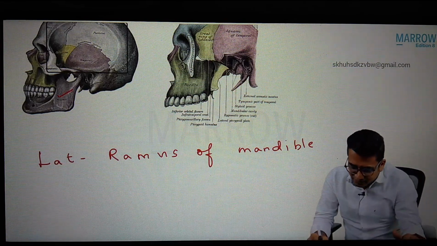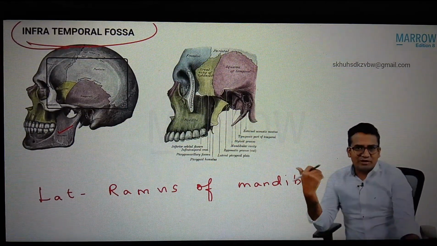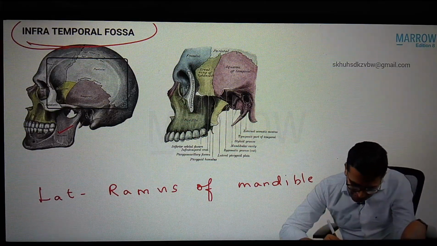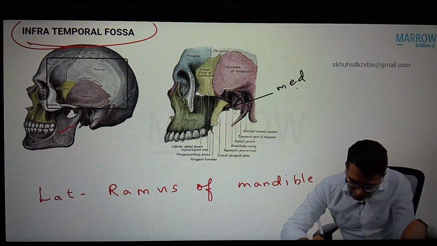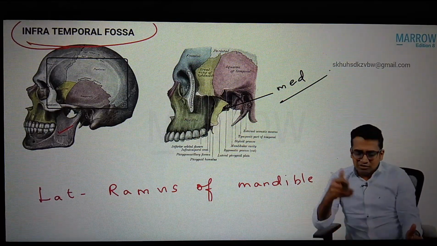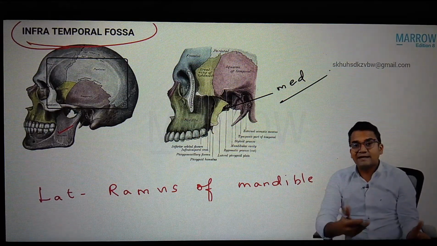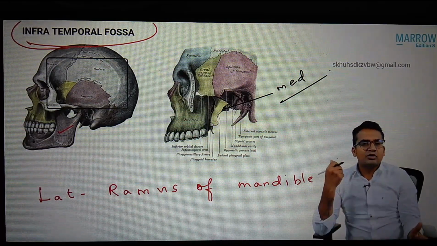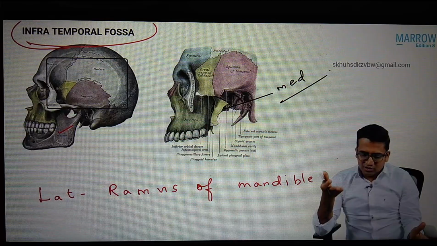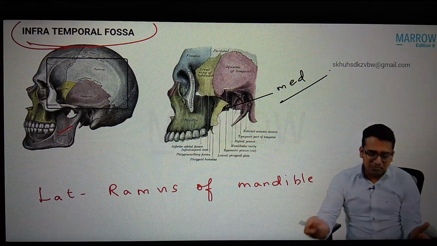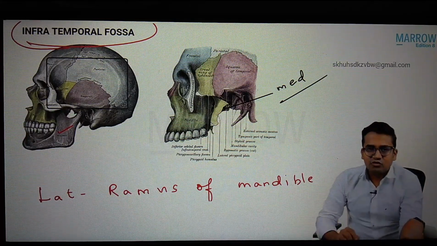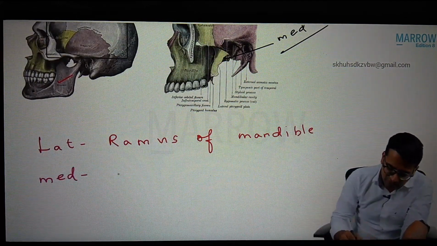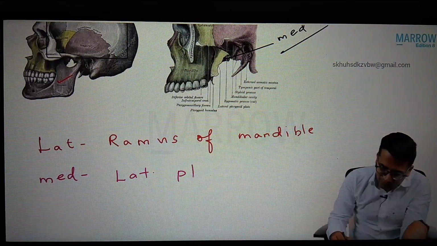Now, in the second diagram, we remove the ramus of mandible, and we are seeing this. This is the medial boundary of the infratemporal fossa. In the medial boundary, we are seeing one plate. That plate is called the pterygoid plate, and we have two pterygoid plates. One is lateral, another one is medial. The plate you are seeing is the lateral pterygoid plate. So the lateral pterygoid plate forms the medial boundary of the infratemporal fossa.